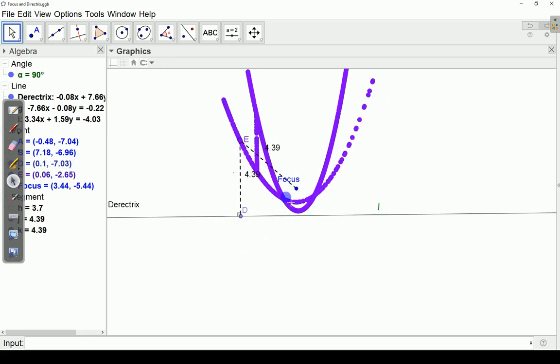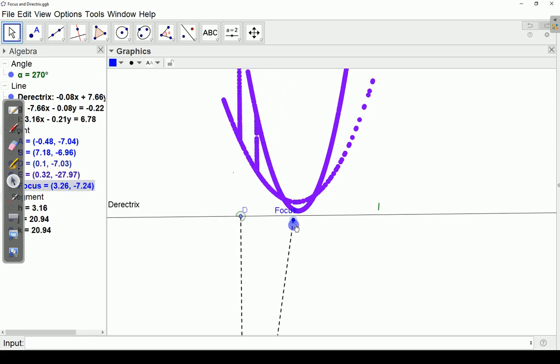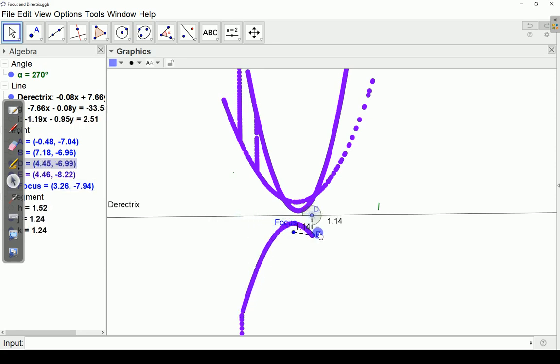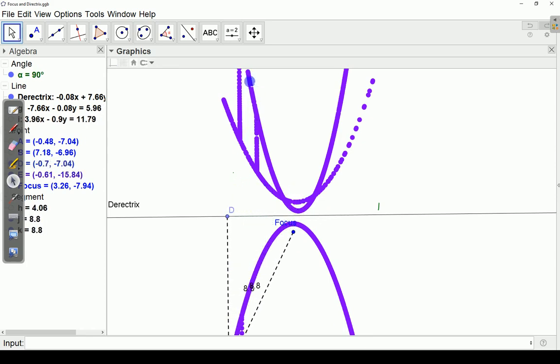Now, one interesting way to change that focus is if you grab it and move it under the directrix. Now when I draw this parabola, it's still a parabola, but now it's upside down. So any kind of parabola you want, you can still make it using the focus and directrix. To make the parabola open up, the focus is above. To make it open down, the focus is below. Alright, so that's the general idea.